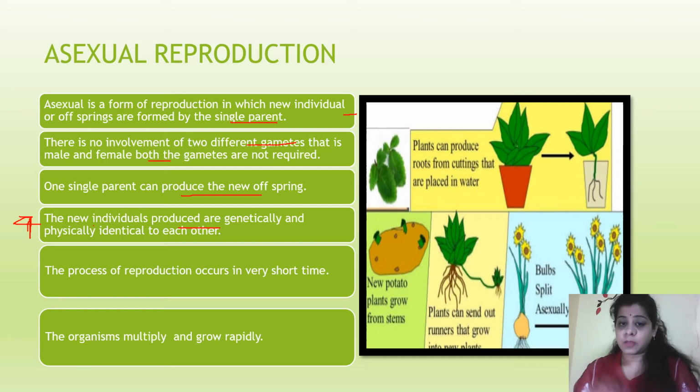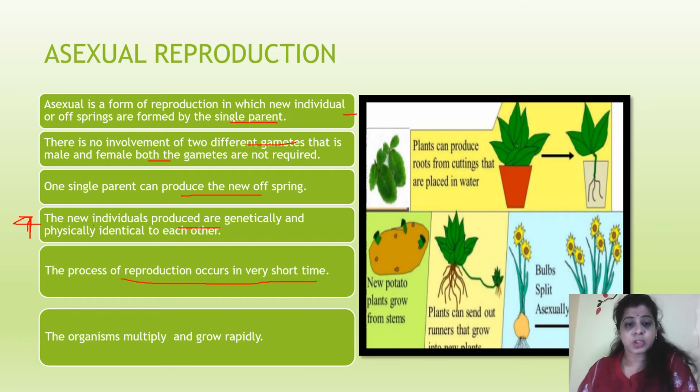Suppose there's a rose plant which is being produced from a stem. The next rose plant which is being produced from the stem of the parent plant will be identically the same. It will bear the same color of roses which the parent plant bears. I hope this is clear.